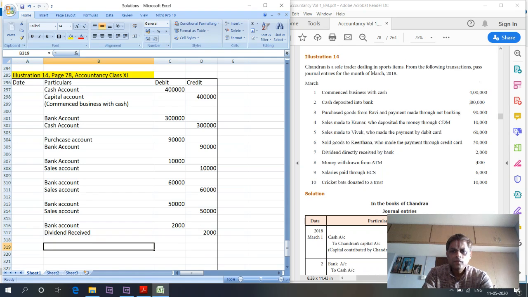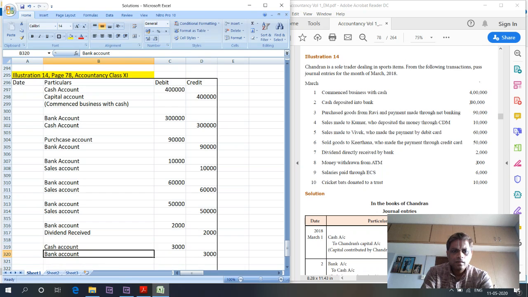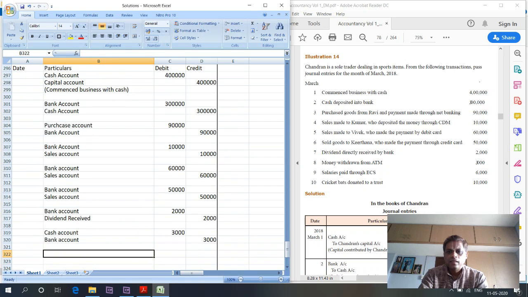Then money withdrawn from ATM, cash withdrawn from bank. Cash withdrawn from bank is cash account debit and bank account credit. Cash is coming in and bank is giving, so 3000 rupees. Debit what comes in and credit the giver. Always remember the basic rules when you process a journal entry. So cash is coming in, so cash is debited, and credit the giver, bank is giving. So 3000 rupees.